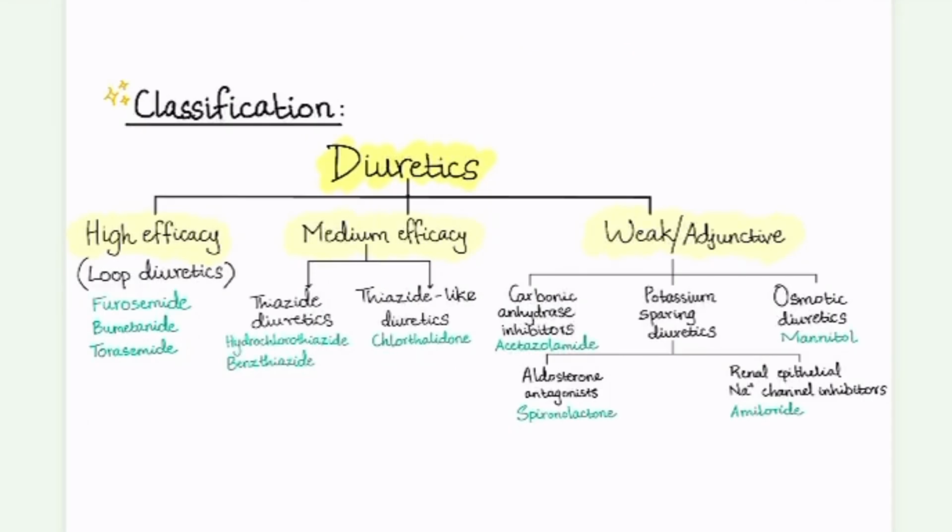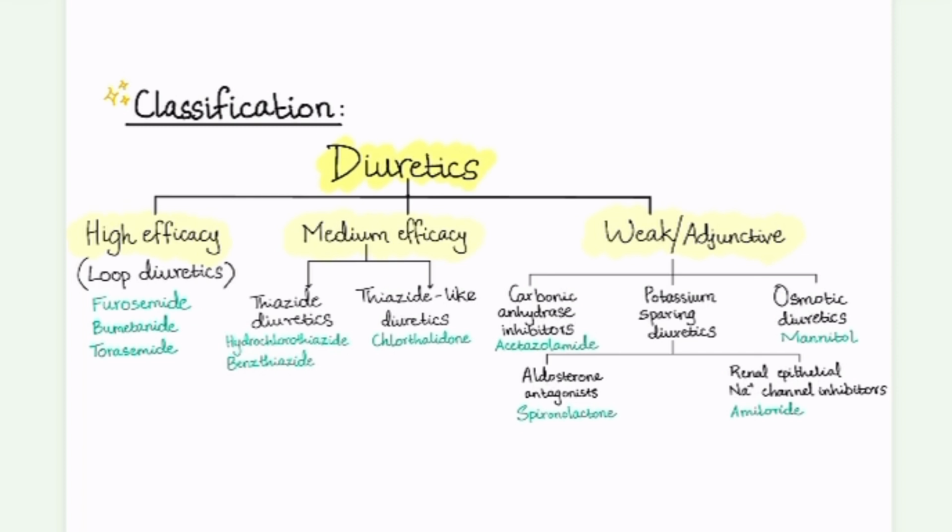Diuretics can be broadly classified as high efficacy diuretics, medium efficacy diuretics, and weak or adjunctive diuretics. High efficacy diuretics include loop diuretics like furosemide, bumetanide, and torasemide. Medium efficacy diuretics can be further divided into two types, thiazide diuretics and thiazide-like diuretics. Thiazide diuretics include hydrochlorothiazide and benzthiazide. Thiazide-like diuretic example is chlorthalidone.